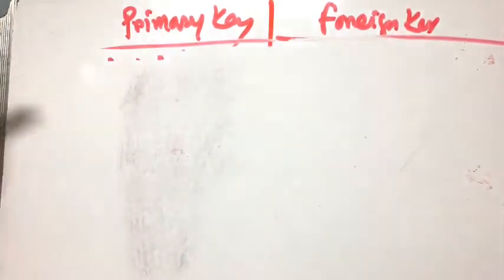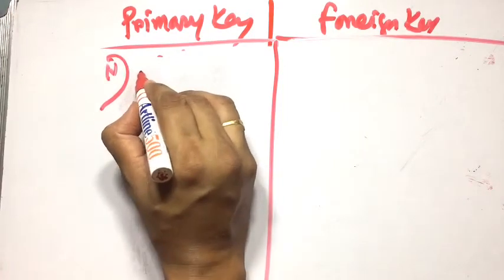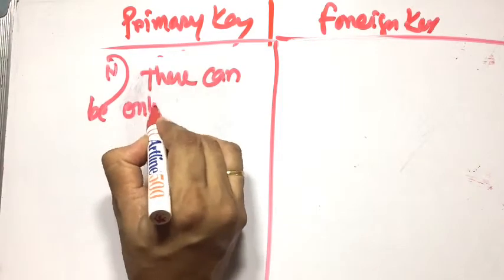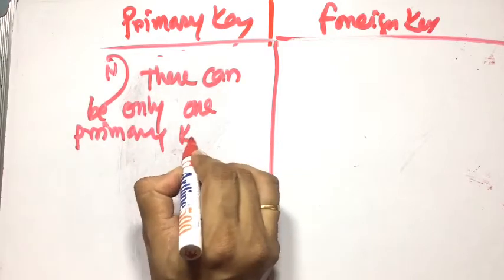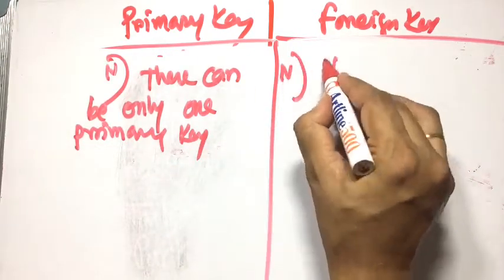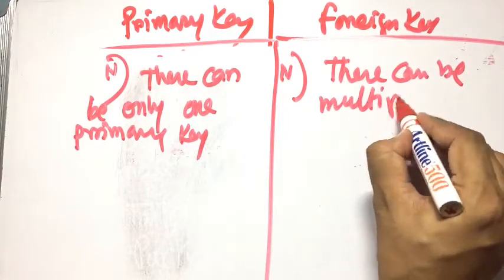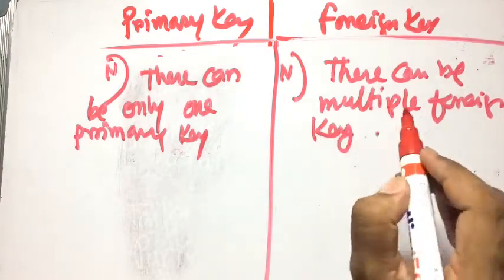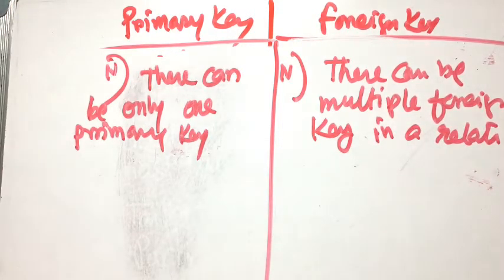Next, there can be only one primary key. There can be multiple foreign keys in a relation. So this is difference 4.